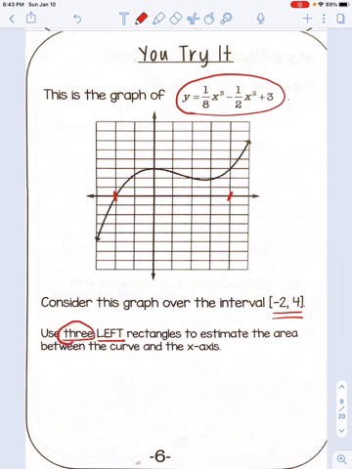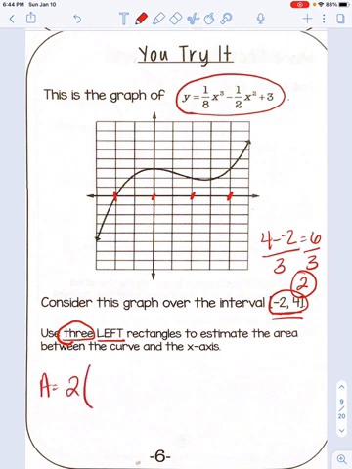I want 3 left rectangles from -2 to 4. So to figure out how wide you're going to do, and a lot of you can already see that your width is going to be 2, but figure out the span of your interval. So I'm going to subtract: 4 minus -2, so that's going to be 6, and I want to divide it by 3 rectangles. So I know that my width of my rectangles is going to be 2. So I'm going to here, and then to here, and then to here. So when I do the area, I'm going to put a big 2 out front.